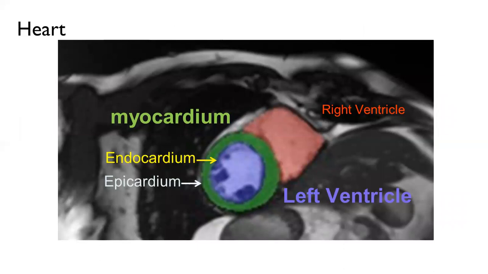Here, I would like to show you how the heart looks in the short axis view. You can see both ventricles. In our work, we focus on the myocardium, which is the green circle in this image.